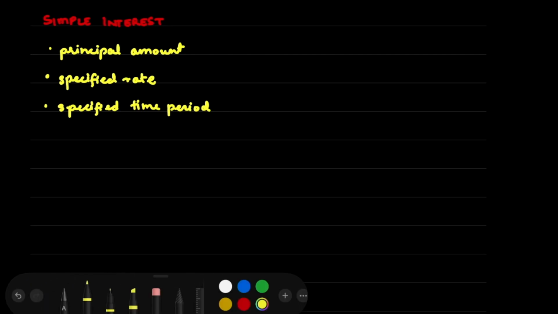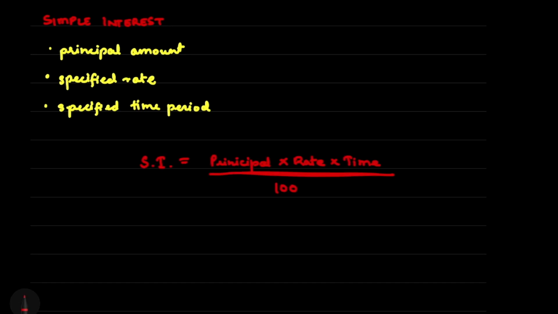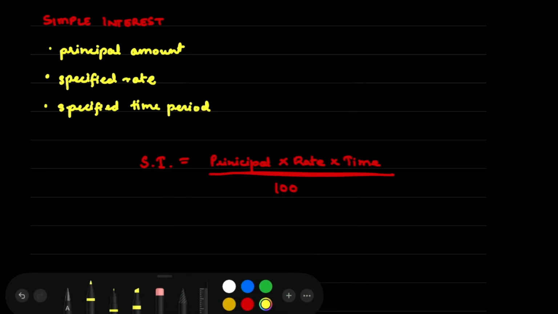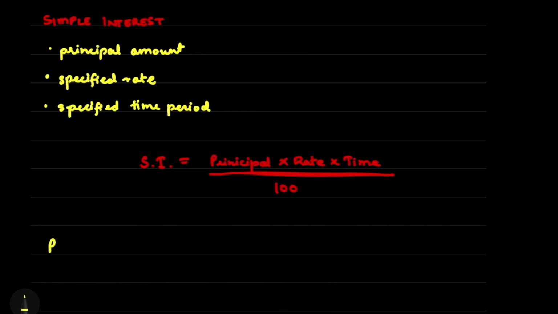Let me first write that down. Simple interest can be defined as the multiplication of principal, rate, and time divided by 100. That gives us the simple interest. In solving different kinds of problems, we can be asked to calculate principal, rate, or time when the simple interest is already given. In such a scenario, we can always interchange these values to get the desired equation.